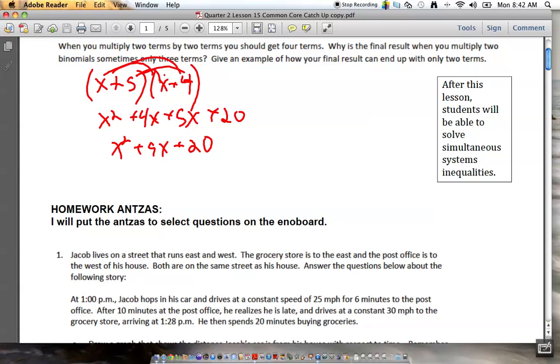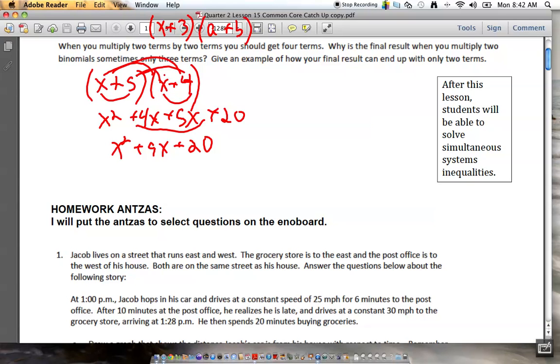Now, the reason that the terms in the middle are combinable is because they're kind of similar binomials, Sam. I have an x plus 5 and an x plus 4. If I ever did something like x plus 3 times a plus b, I would get four different terms and I would not be able to combine them. It's only when they're kind of similar things like an x plus 5 and an x plus 4 that they'll work out to be combined.